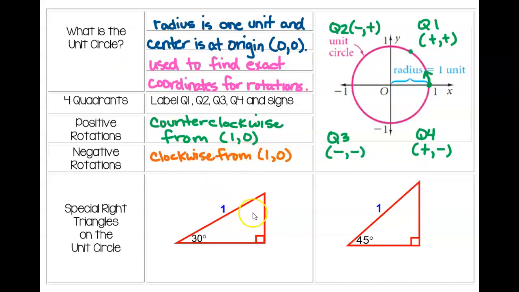So let's refresh our right triangles. We have our 30-60-90, where we know that our short leg is 1/2, our long leg is root 3 divided by 2, and our hypotenuse is 1. And then we have our 45-45-90, where our hypotenuse is 1, and both of our legs are square root of 2 divided by 2.